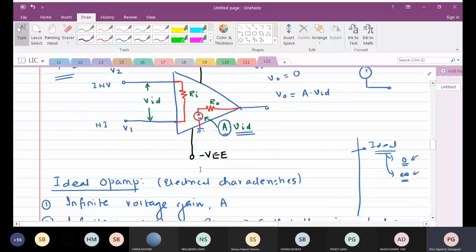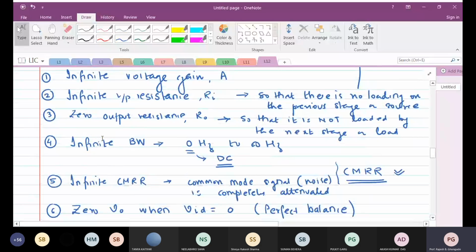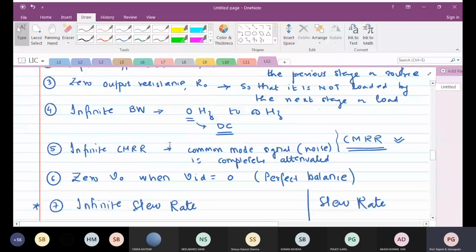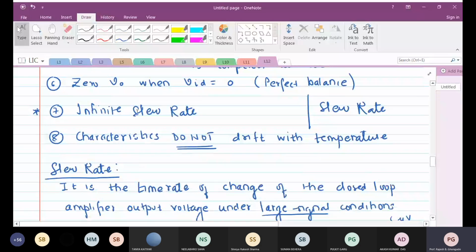For our ideal operational amplifier, we saw a few electrical characteristics, namely, number one, it should have infinite voltage gain. Number two, infinite input resistance Ri. Number three, zero output resistance Ro. Infinite bandwidth, infinite CMRR, perfect balance, that is when differential input voltage is zero, output also is equal to zero. Then we saw that it should have infinite slew rate. And finally, characteristics which do not drift with temperature.